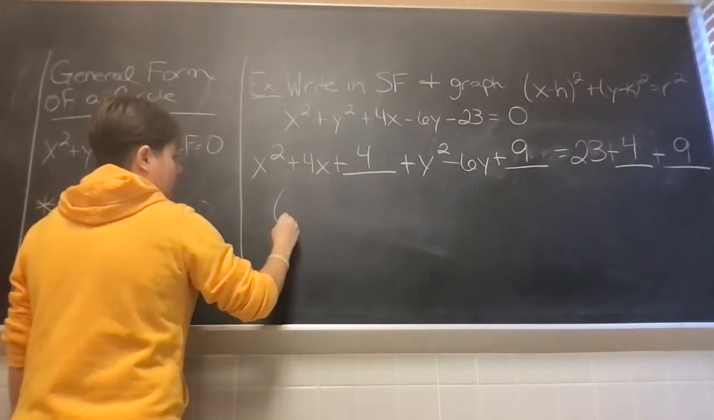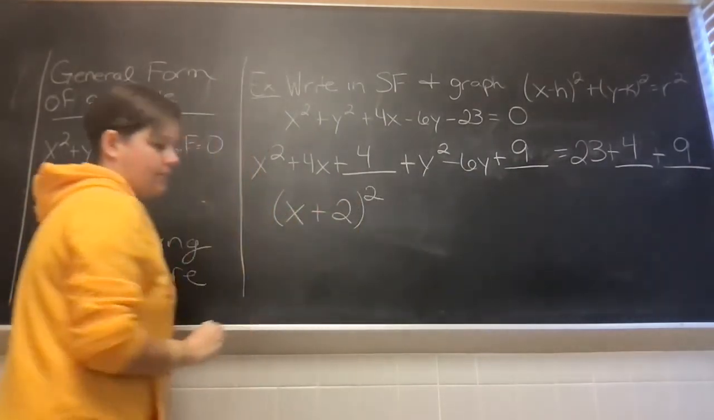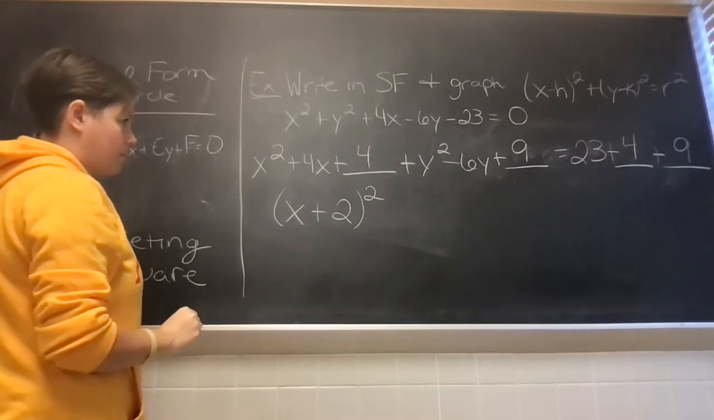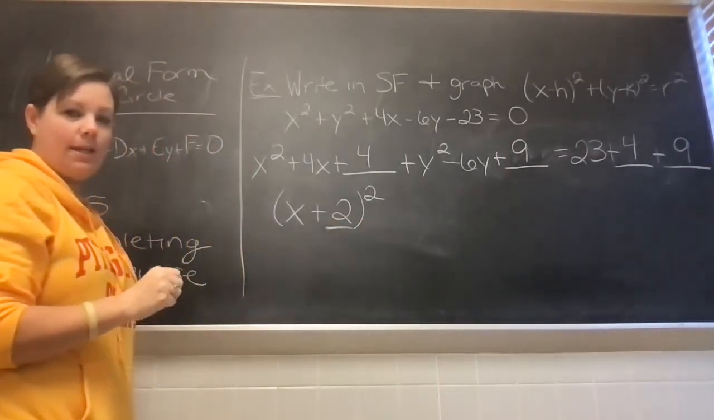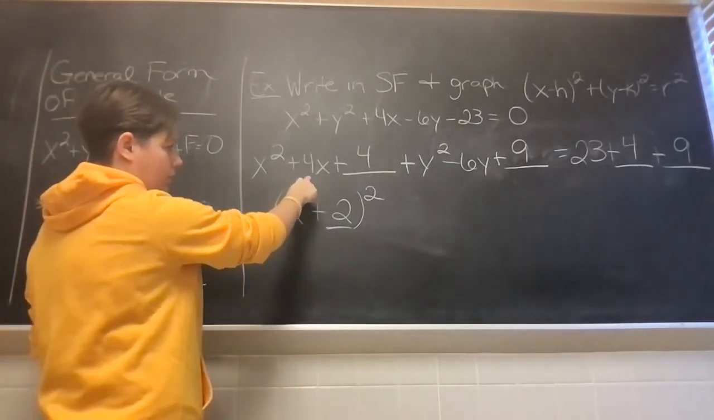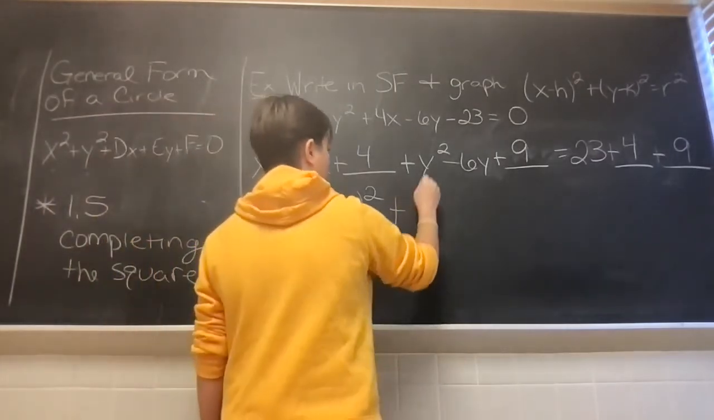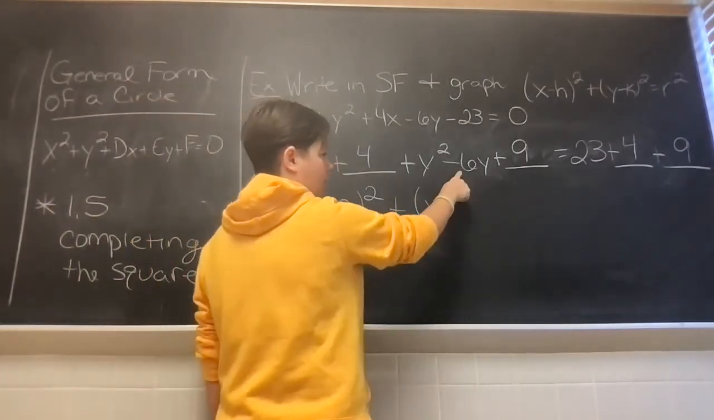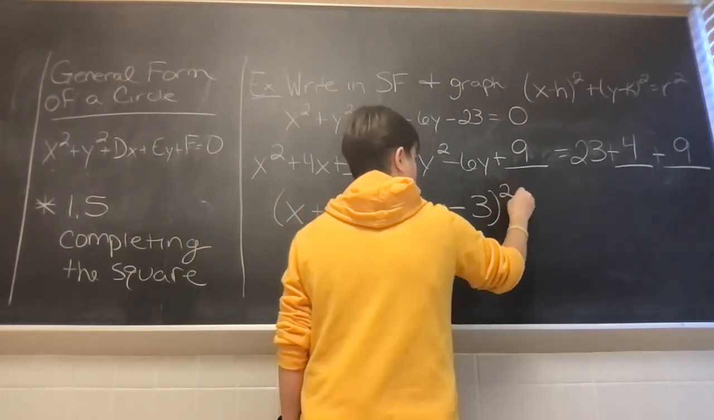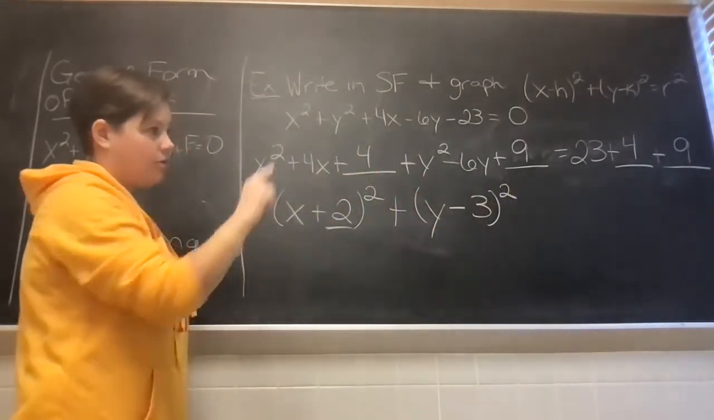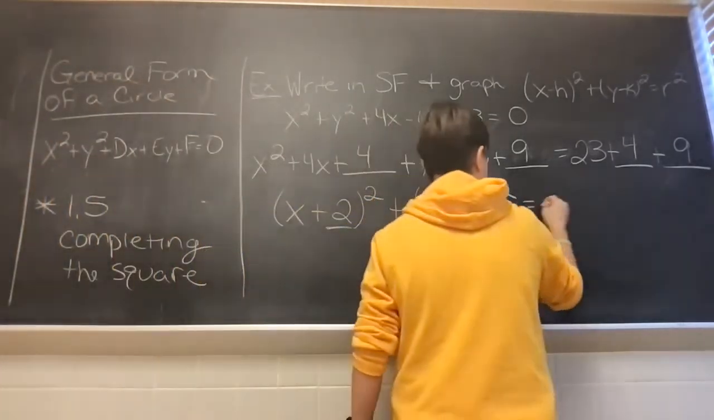So the whole reason we do that is so that we have a perfect square like this. Remember, this spot we know is half of our b. So half of our b is 2, so that goes there, all of that quantity squared. Plus y, half of our b is -3, so (y minus 3) squared. Then I have 23 plus 4, which is 27, plus 9 equals 36.